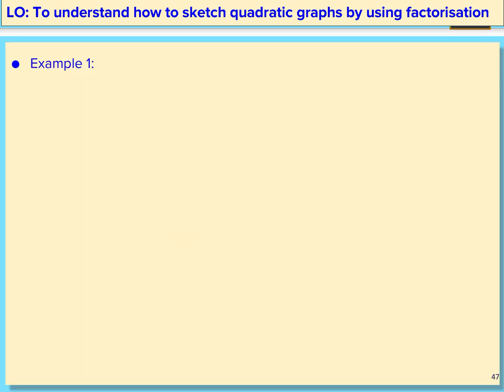Alright, so let's say we have the equation y equals x squared plus 6x plus 5, and we want to sketch that graph. Our first step would be to find what the y-intercept is. So the y-intercept.